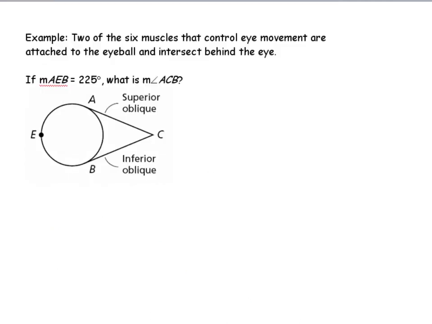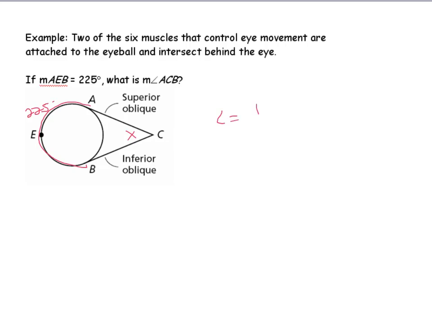Real life example, we've got 2 of the 6 muscles that control our eye movement are actually attached to the eyeball and intersect behind the eye. So here's your eyeball. Here's those muscles, the supraoblique and the inferior oblique. I want you to notice they're tangents that attach at an exterior point. If I tell you that AEB right here is 225 degrees, and I want to know what this angle is, you should be able to use the theorem that we just did.